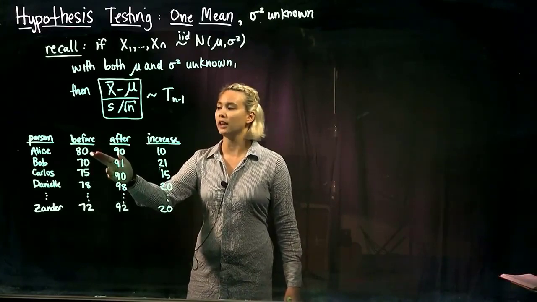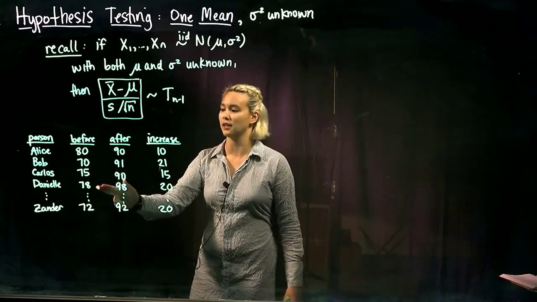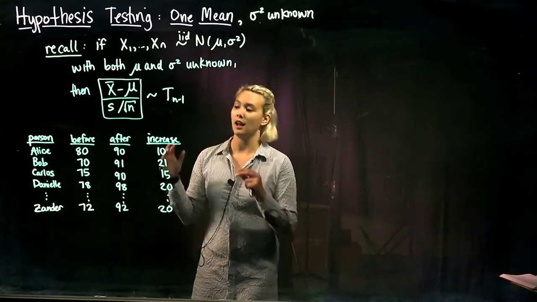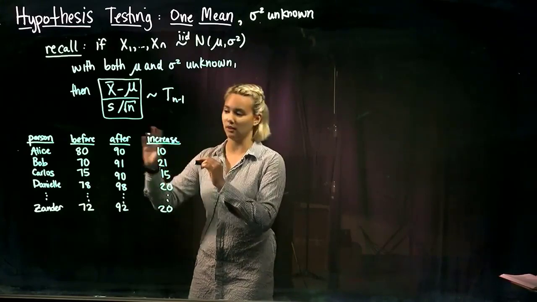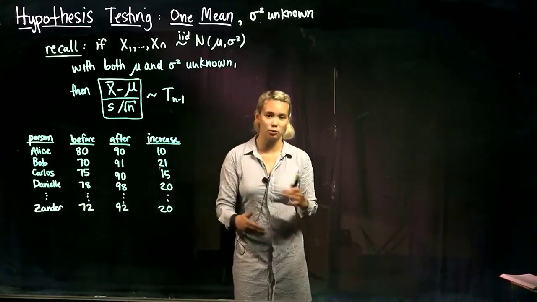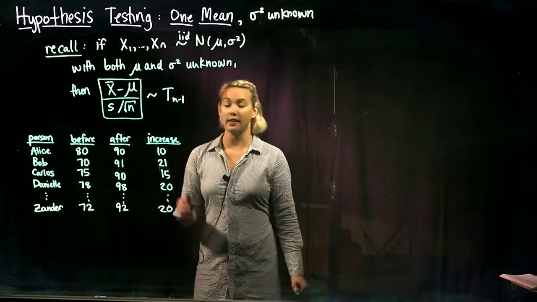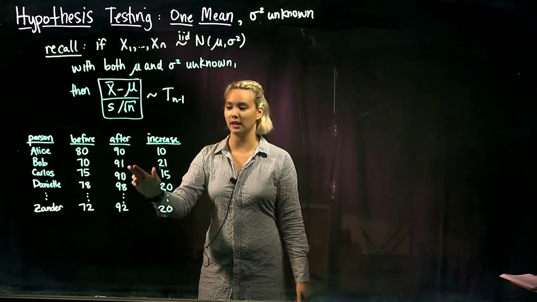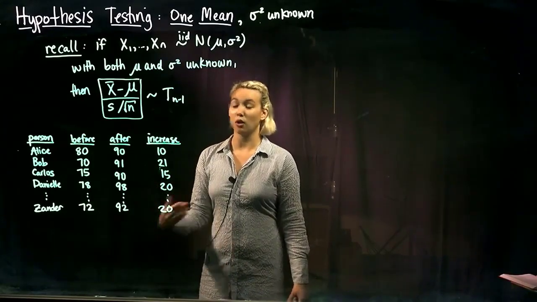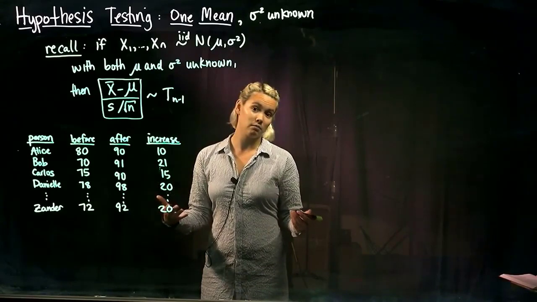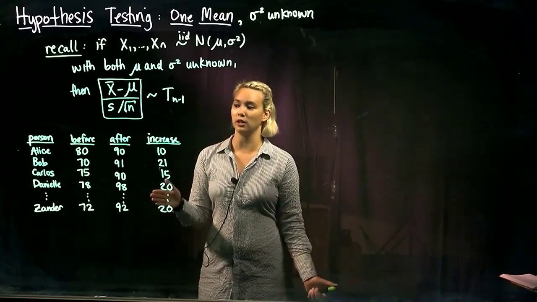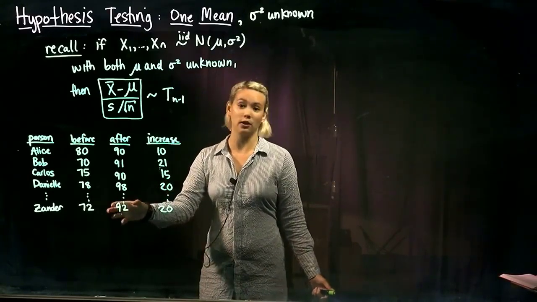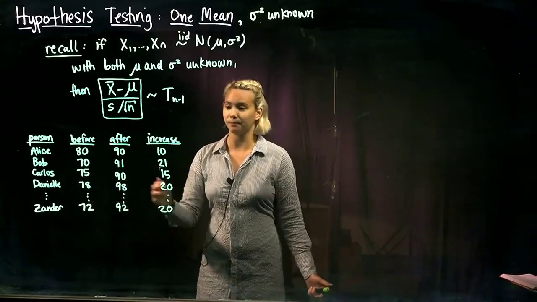So maybe Alice got a score of 80, Bob got a score of 70, Carlos 75, Danielle 78, and all the way down to Xander, who got a score of 72. So they took the test, got these scores, and then maybe they had some training, some kind of class, and then they retook the test and got these new scores. So 90, 91, 90, 98, 92. If the class works, then we would see an increase. In other words, if the class is effective, the scores after the class should be better than the scores before the class.